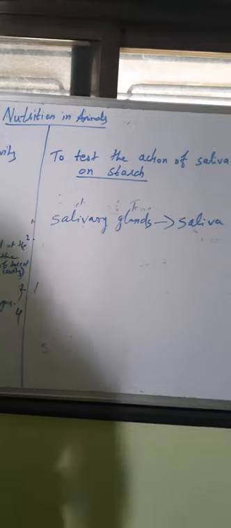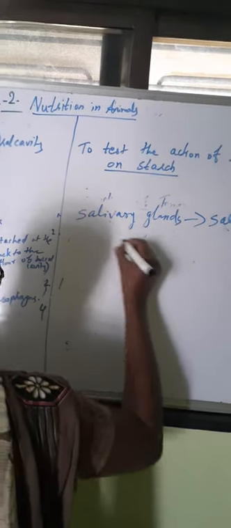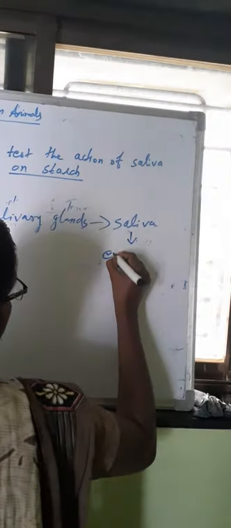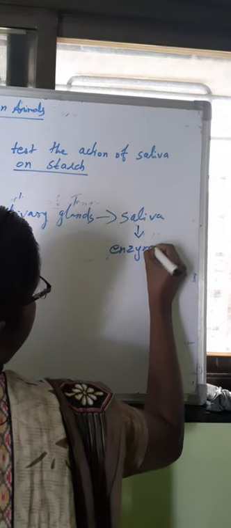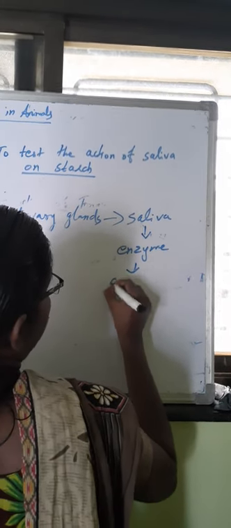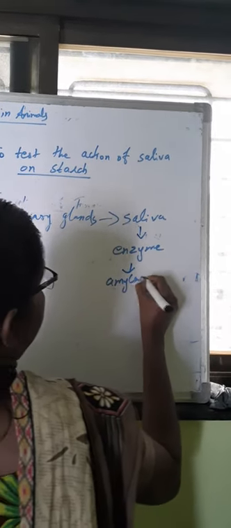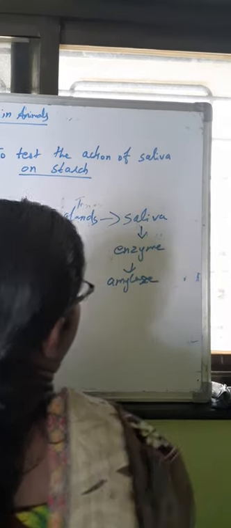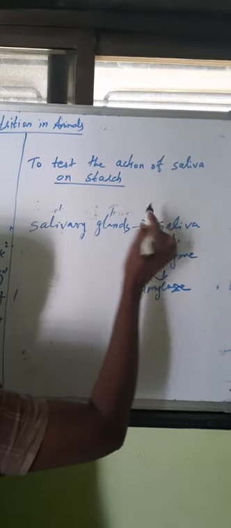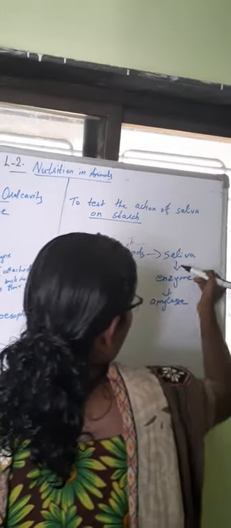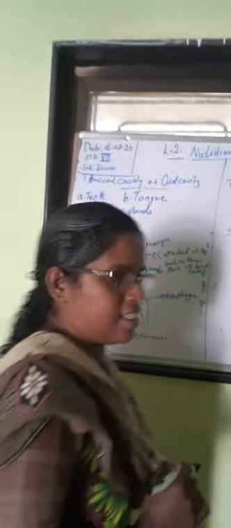Saliva contains an enzyme called amylase. That is the amylase enzyme. The salivary glands produce saliva, and the saliva contains an enzyme. That enzyme is called amylase. Understood? Okay, amylase.